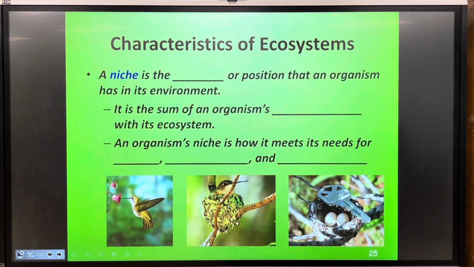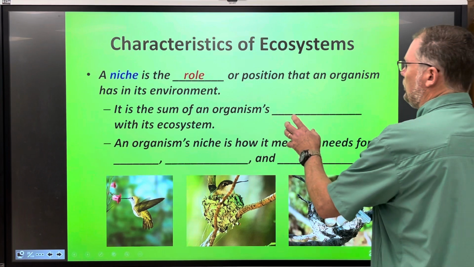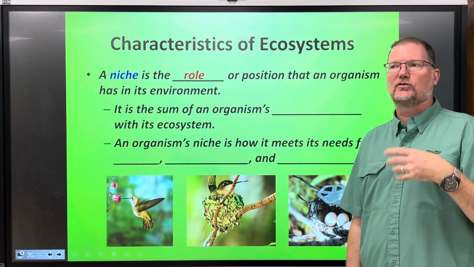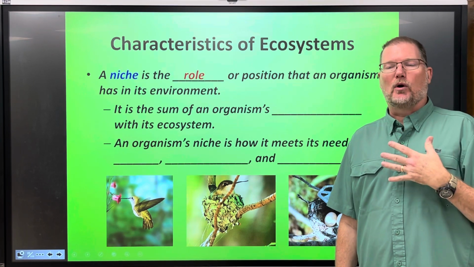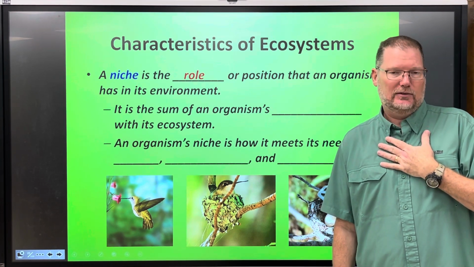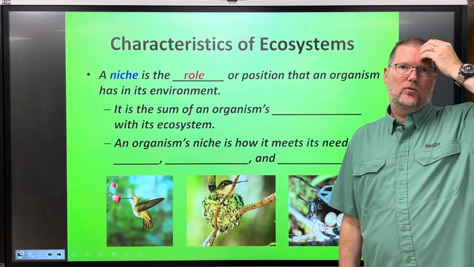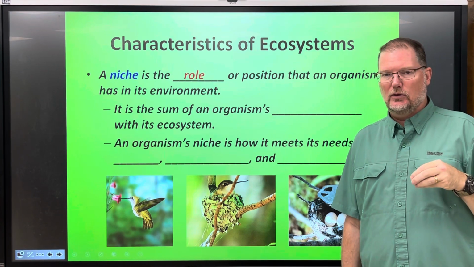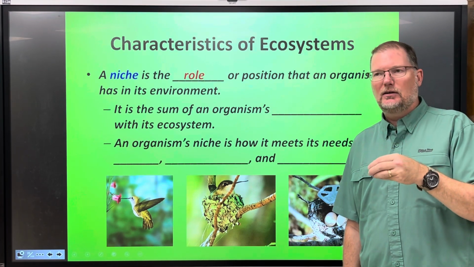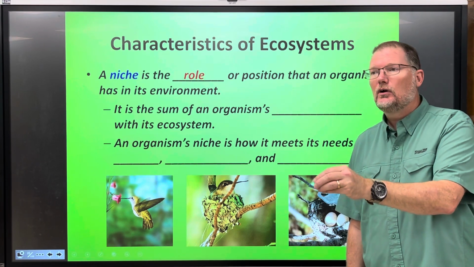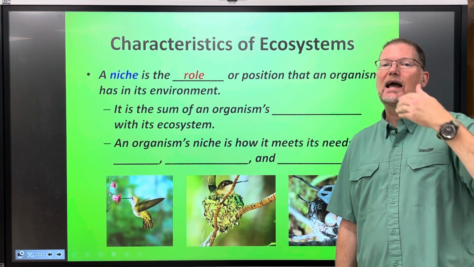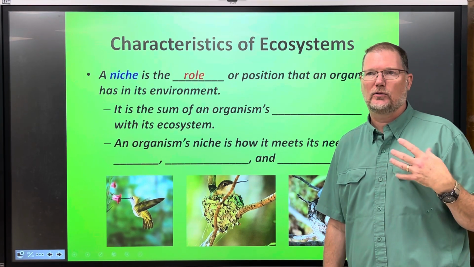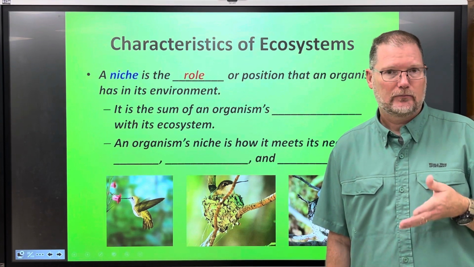And so a niche is a role. It's a role or a position an organism plays in its environment. Everybody plays a role in their environment. You may be wondering what humanity's role is in the environment. And at this point in humanity's existence, we are the stewards. We have the ability to take care of the environment or neglect the environment. Okay? That's what a steward is. A steward is supposed to be the caretaker of something.